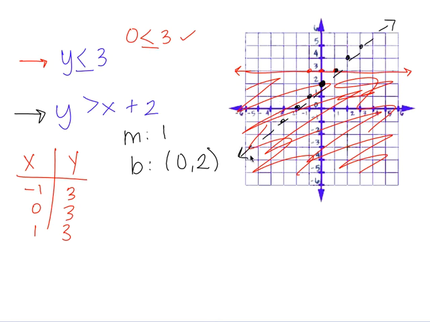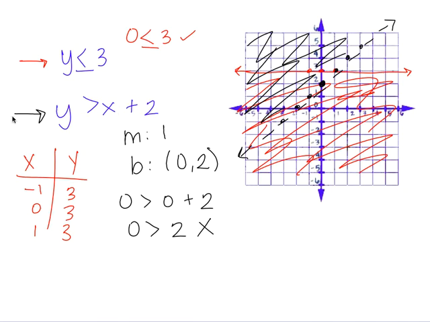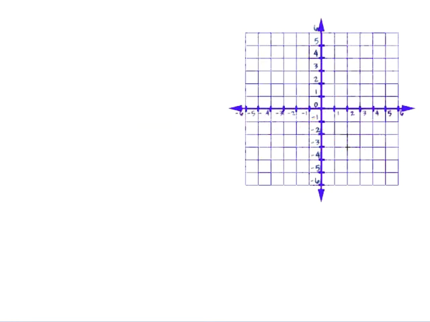So there's my line. So the next step is now I need to test 0, 0. So I'm going to go 0 is greater than 0 plus 2. 0 is greater than 2. This is false. So since this is where 0, 0 is on the graph, I'm going to shade above it. And then I'm going to darken in the overlap right here. So this blue section is your final answer. So when you're using your pencil, you want to darken in more than the other one. All right, let's try another example.